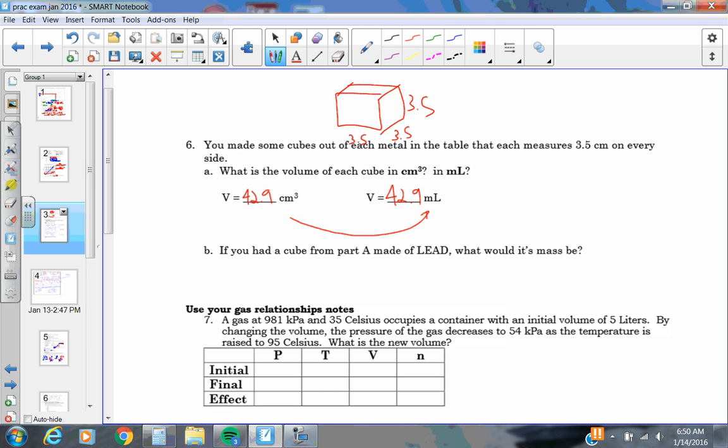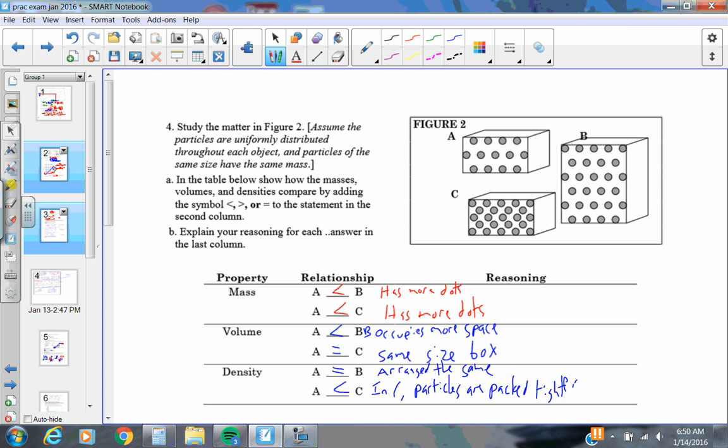If you had a cube from part A, I have to go back to page 3, made of lead, what would its mass be? Well, if I have 42.9 centimeters cubed, or milliliters, it doesn't matter. Before I even go get a number, I'm going to let the units lead. The numbers will follow. I need cubic centimeters on the top. What I really need to know is its mass. Mass is in grams. So let me go back to page 3.